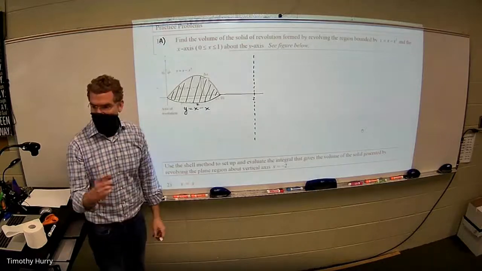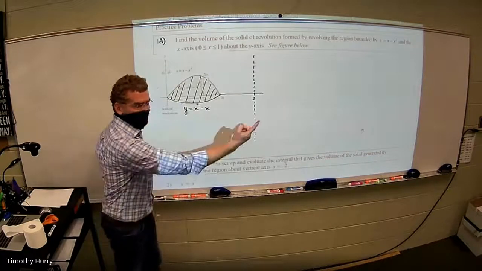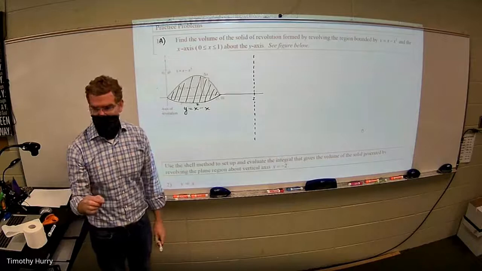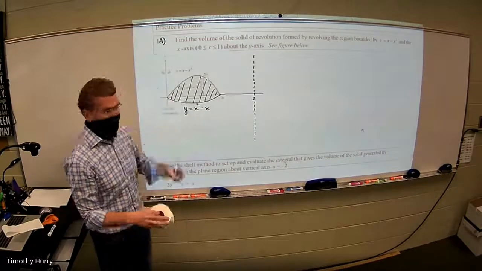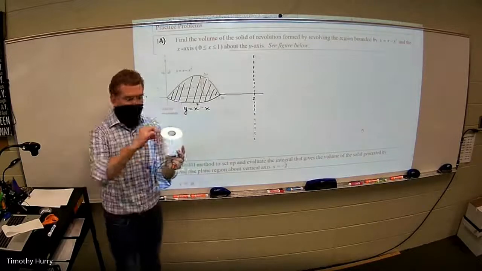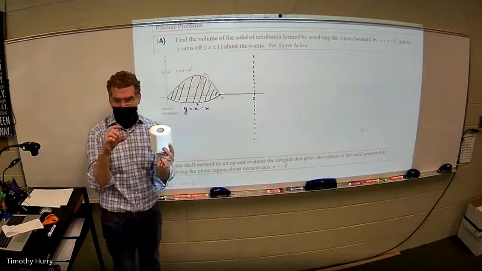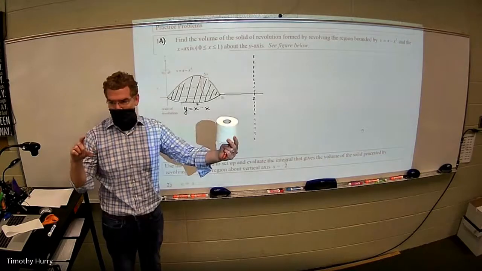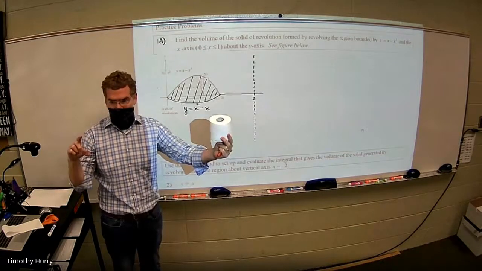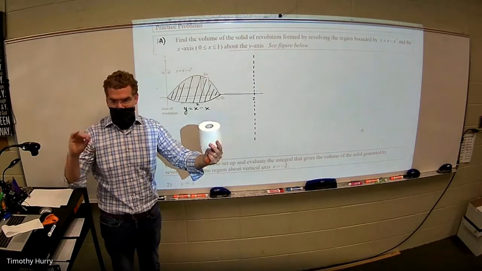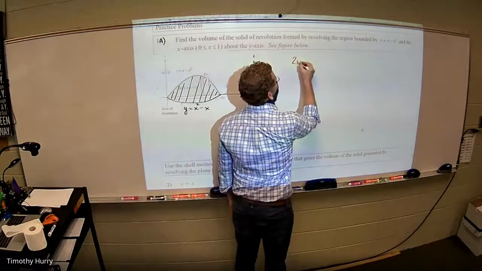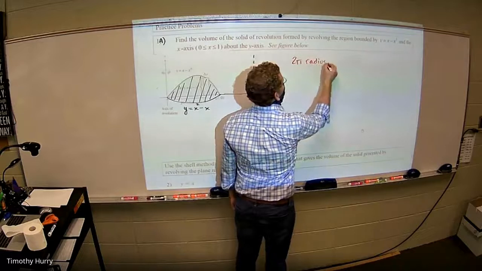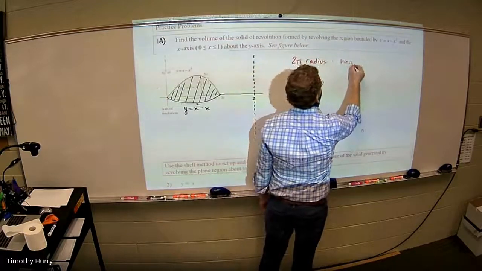What we're going to do is rotate it like we did. We're going to rotate it around, and we're going to do shells. So what I'm going to do is start peeling off outer rolls. Now, again, I don't have a roll of toilet paper that looks like that, but imagine, again, when I pull that off, I need to know 2 pi r for the length, right? And then I need to know the height.